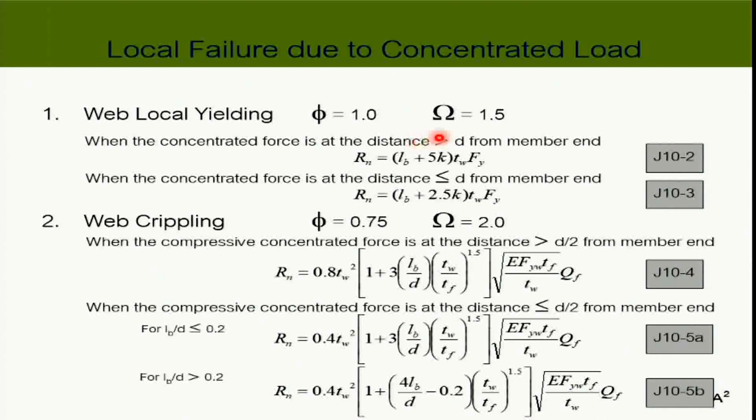And here we have another scenario where phi is equal to 1 and factor of safety is equal to 1.5. This is because generally they were looking for web crippling, but they found this as well. So web yielding is pretty certain and they're pretty sure about it. That's why they use phi equal to 1. Okay, that's the true reason.